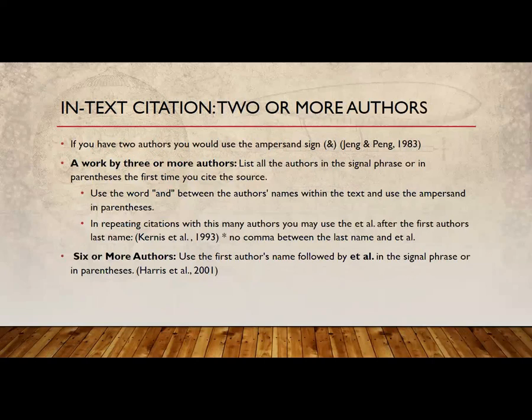All right, if you have two authors, you would use the ampersand sign in the parentheses. For a work by three or more authors, you list all the authors in a single phrase or in parentheses the first time you cite the source. After you list them the first time, you can write the first author and you can do et al. When you are using the author's names within the text, you'll write out "and" instead of using the ampersand sign. The best way to remember that is ampersand in parentheses and "and" in words. At least that's how I remember it.